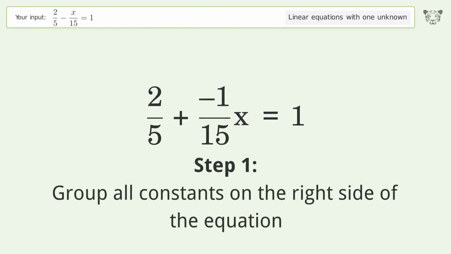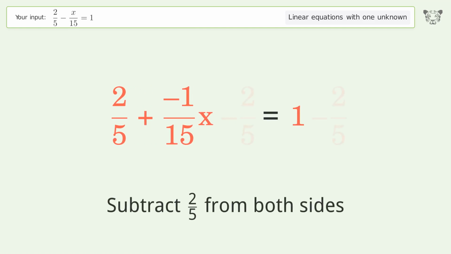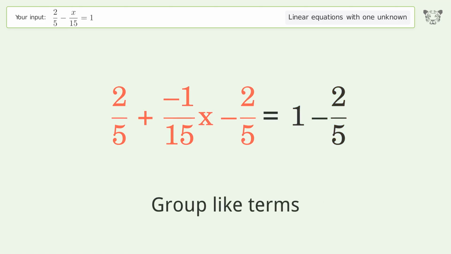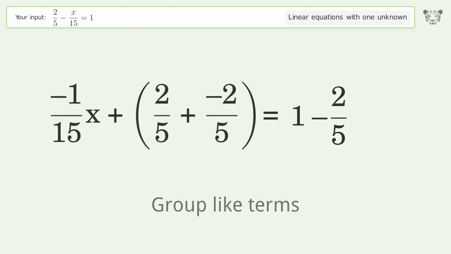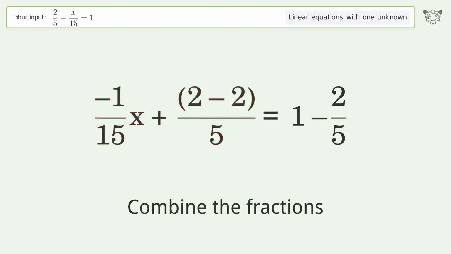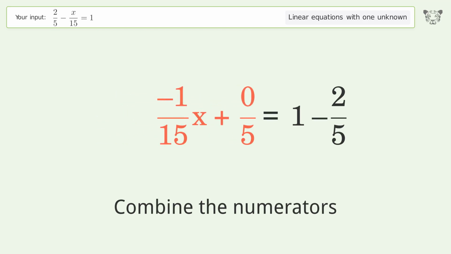Group all constants on the right side of the equation. Subtract 2/5 from both sides. Group like terms. Combine the fractions. Combine the numerators. Reduce the zero numerator.